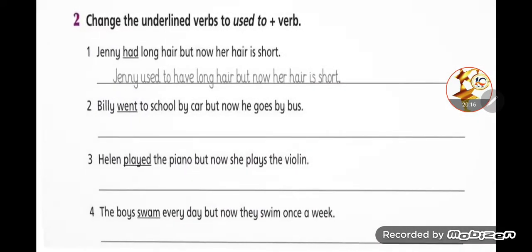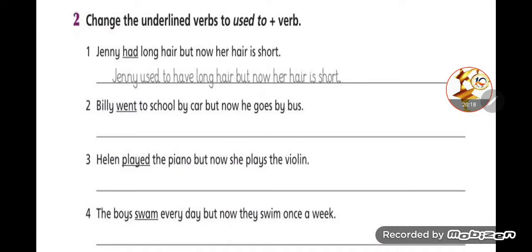Now let's move to exercise number 2. Let me tell you what we are going to do in exercise number 2. We have sentences in the past simple, and in these sentences we are going only to omit what? The verb to be in the sentence.